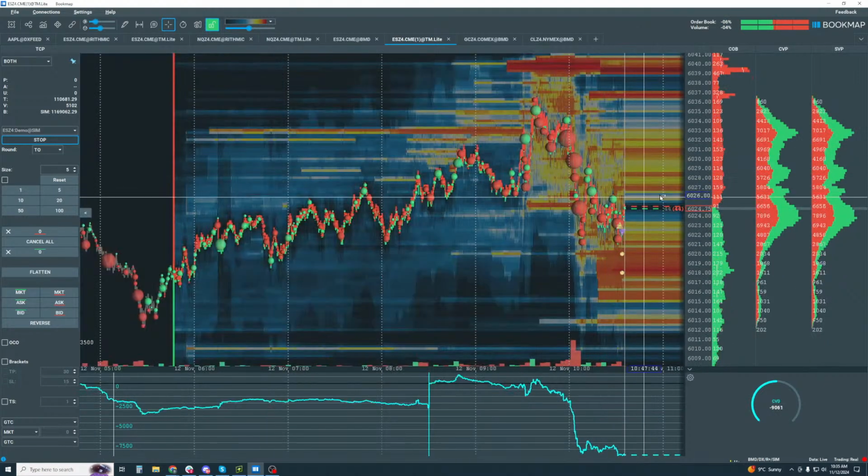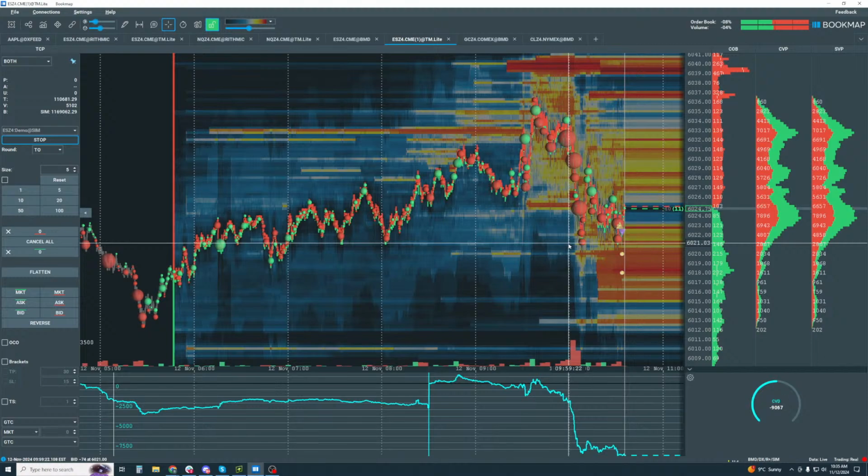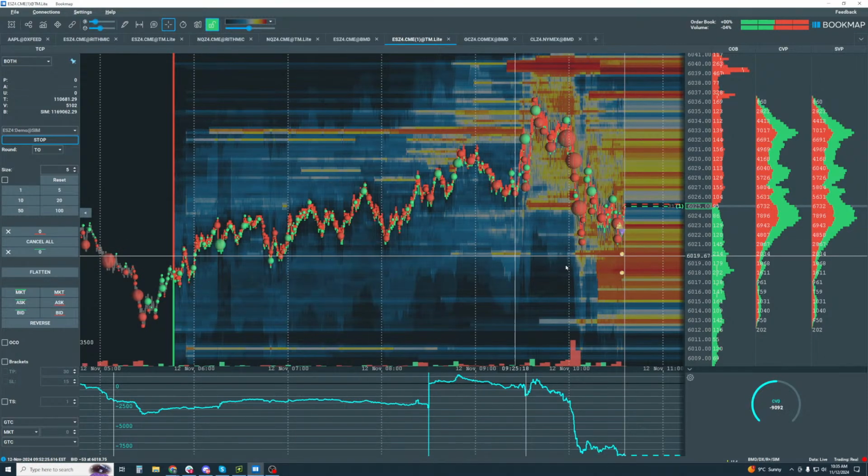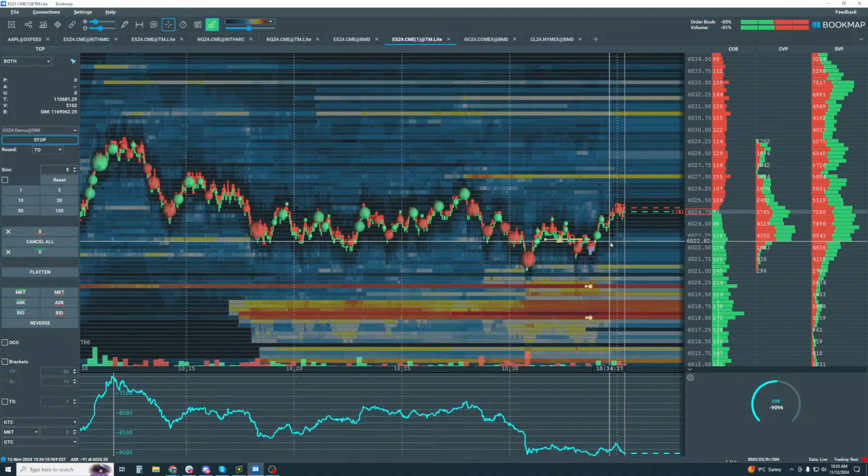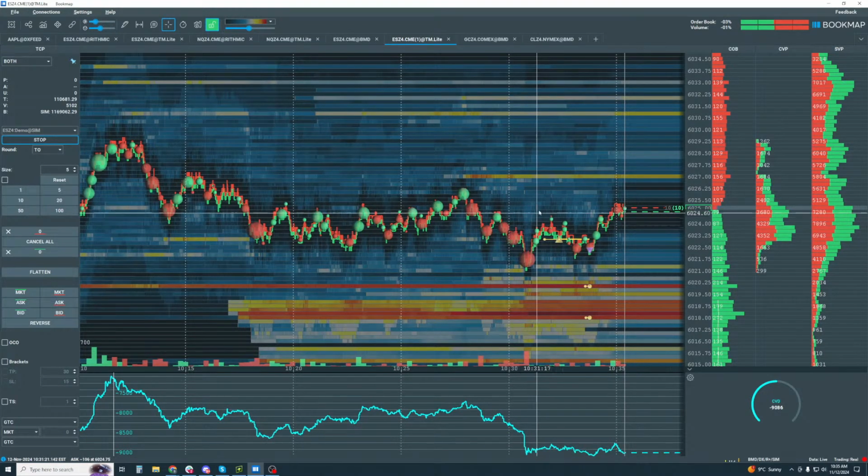All right, let's zoom out a little bit here. So our swing here, and we just didn't hit that high liquidity in here, at least not yet.